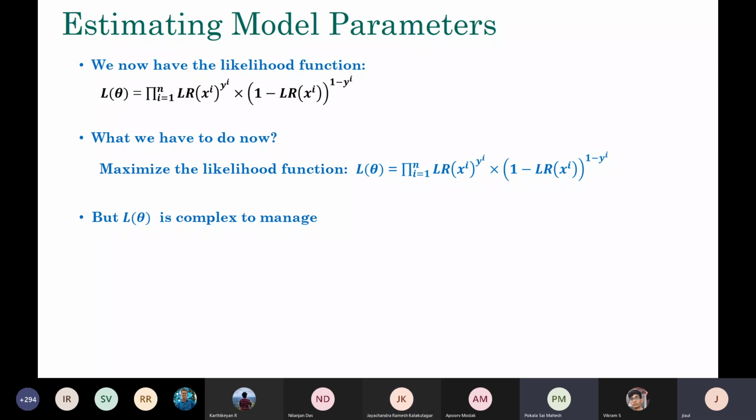Okay, so if you go back to your expression of LRX, what's the definition of LRX? LRX is basically the probability that a particular sample will belong to class 1. Given the x, what is the probability that it will belong to class 1? Okay, and 1 minus LRX is basically that it will belong to class 0. Okay, so what do you want to do?